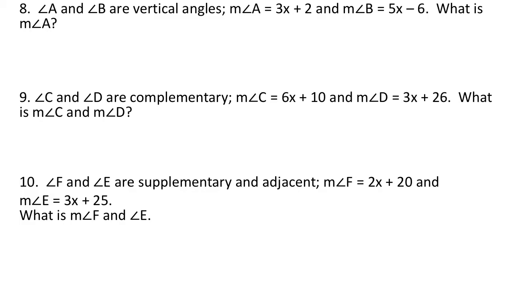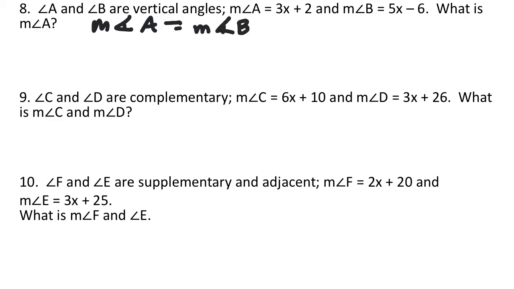Angle A and angle B are vertical angles. The measure of angle A equals 3x plus 2, and the measure of angle B equals 5x minus 6. What is the measure of angle A? Now, it wouldn't matter if we solve for angle B, because remember, they're vertical angles, which means they are equal, or more appropriately for this unit, congruent. So that means that if I were to write this out, I'd say, hey, the measure of angle A is equal to the measure of angle B.